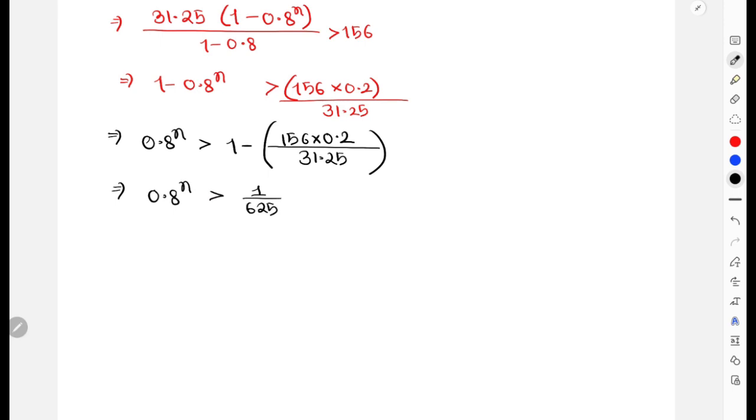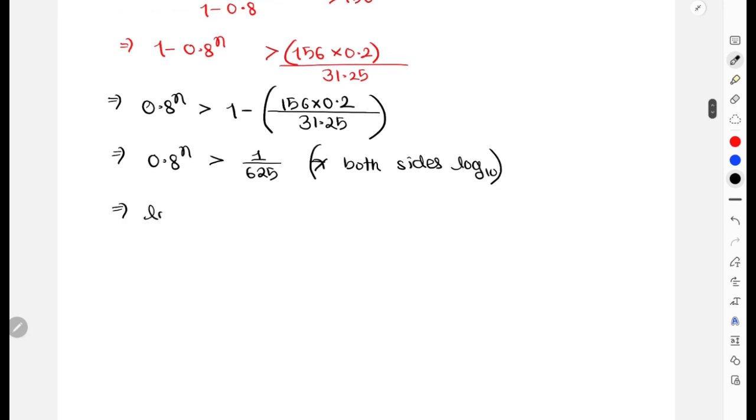Now problem is that I want to calculate the value for n, right? So I will actually multiply both sides with log base 10. Then what happens? Now you have log, there's no point of writing base 10 because base 10 is the basic format. So you can just skip writing that also over here.